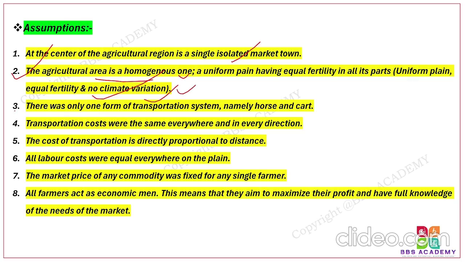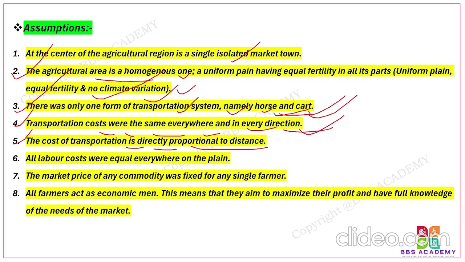In the third assumption, there was only one form of transportation system, namely horse and cart. In this agricultural system, there is only one transportation system given by von Thunen, that is a horse and cart. The fourth assumption was that transportation costs were the same everywhere and in every direction. In any location or in any direction, the transportation cost is the same. And the fifth assumption was that the cost of transportation is directly proportional to the distance.